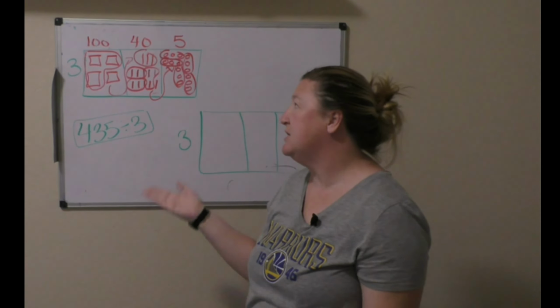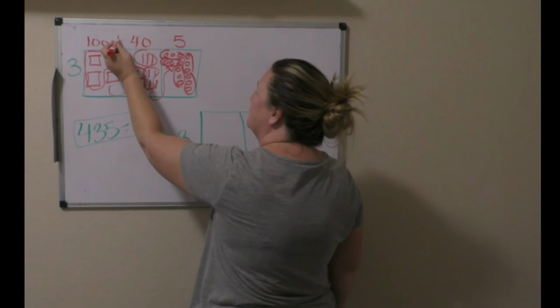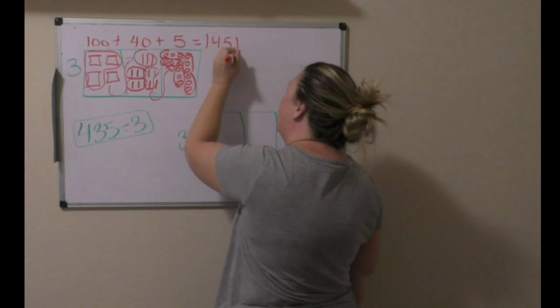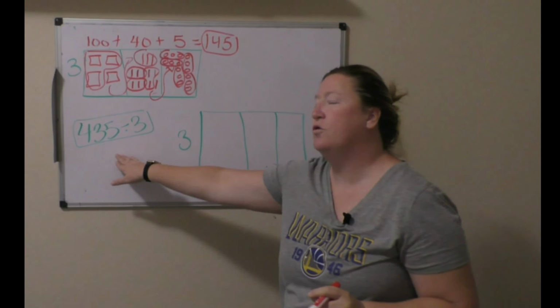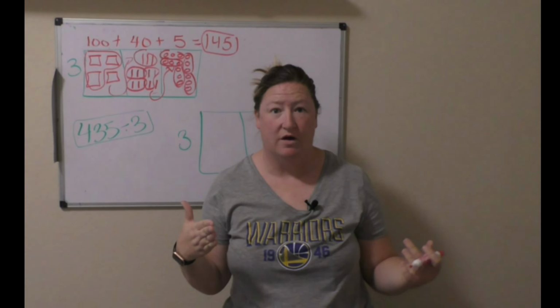And now to get my answer, I'm just adding the numbers up on top. 100 plus 40 plus 5 gives me 145. So 435 divided by 3 is 145.